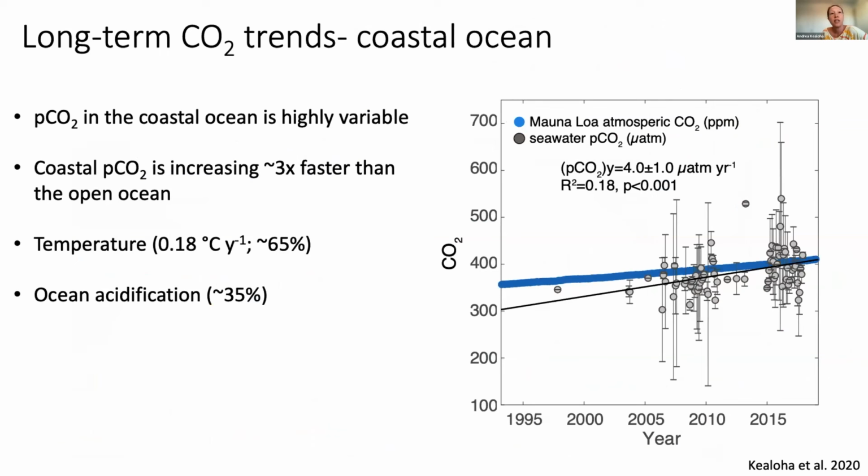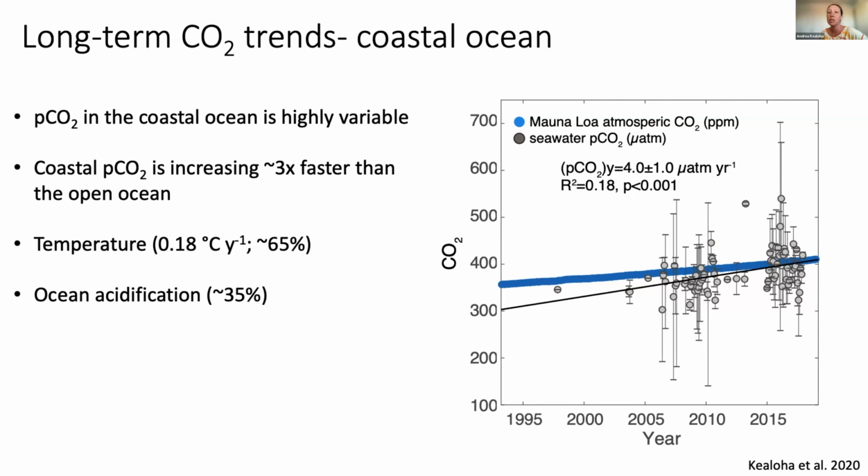Detecting an ocean acidification signal in the coastal ocean is really challenging. You need a long-term time series to tease out the ocean acidification signal, which is much smaller than the natural variability of the system, but we attempted to do this anyways. So here I'm showing the coastal ocean data where, again, the blue line represents atmospheric CO2 and the gray symbols represent the deseasonalized monthly means across the years 1996 to 2017.